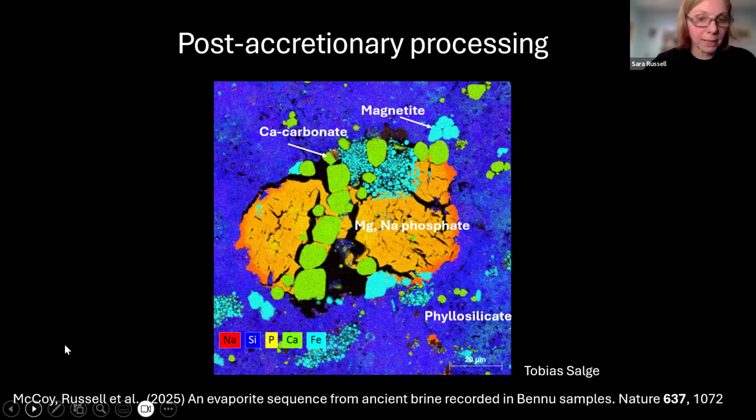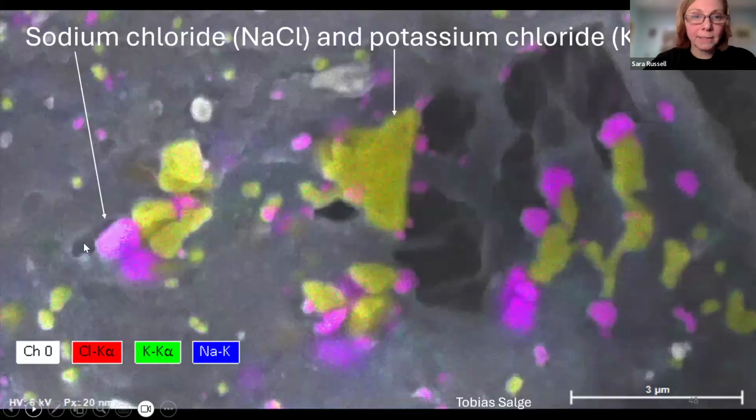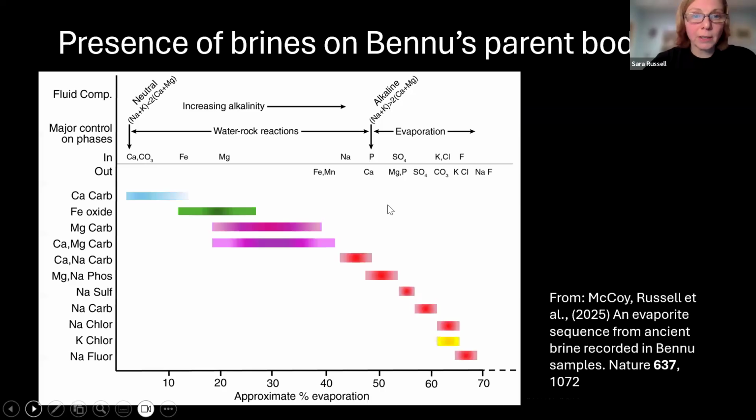So that formed later. In some samples of Bennu, we see other salts as well, including sodium chloride and potassium chloride in this image. And putting this all together, we think that all of these salts actually form a sequence which we have pieced together. And by comparing as well to evaporites on Earth, we can see how this reflects the evolving fluid composition.